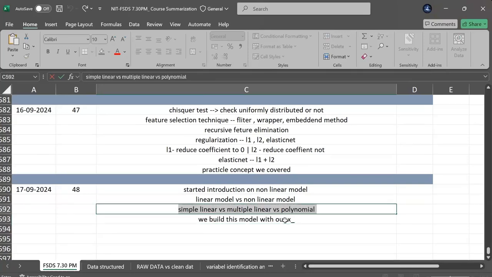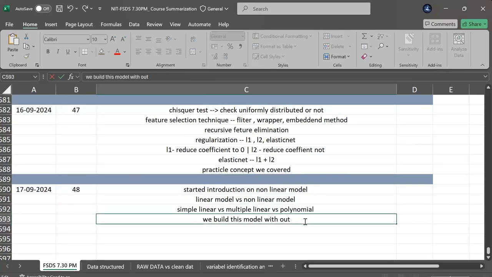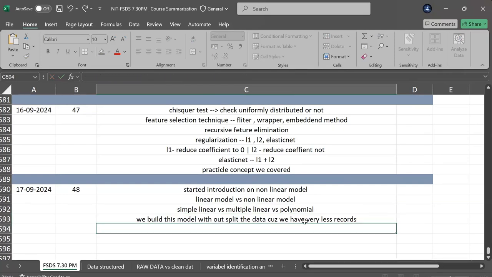Without splitting the data, isn't it, guys? Without splitting the data, because we have very few records. Is that working? Okay, it's working, but no error, right? Yeah. So we build this model without split data because we have very few records.